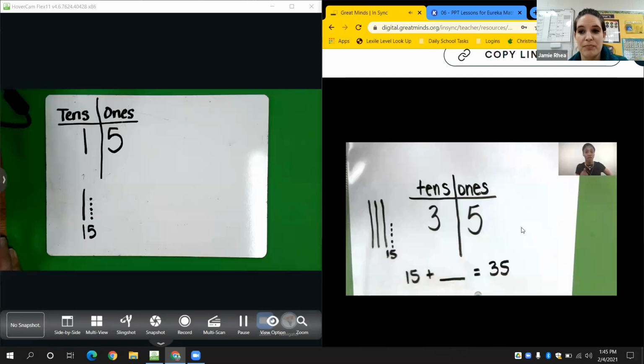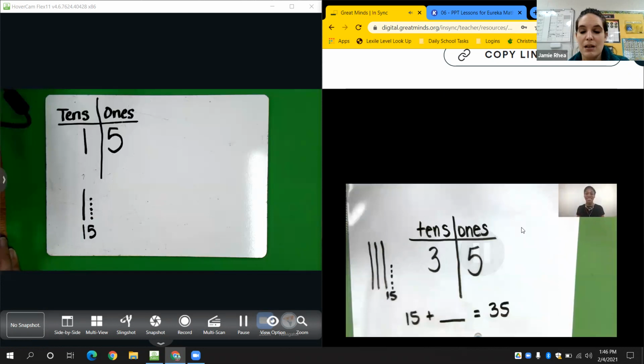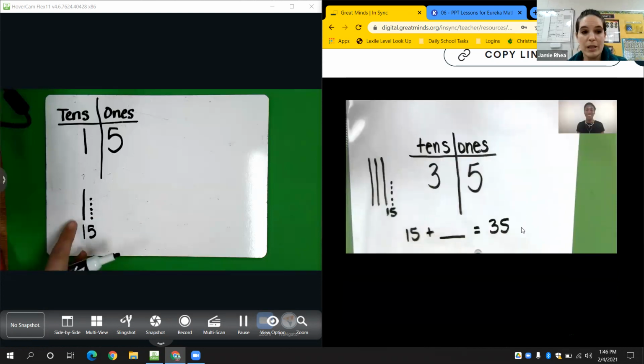Mathematicians, I need your help. I need you to become a detective and figure out what was added to 15 to get to 35. Can you use your quick 10 drawings and see what you can add to get from 15 to 35? We sure can. All right, go ahead and do that now. Okay, so I'm going to pause.